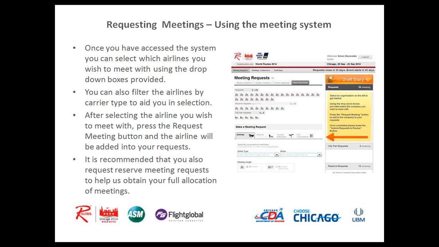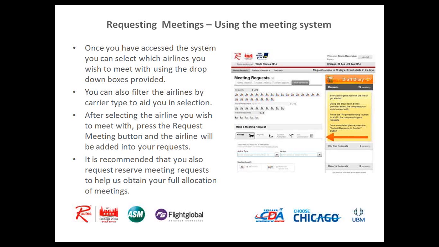To request meetings with airlines, you can see there's an airline type box and an airline box. If you know the airline you wish to meet with, you can type it into the box provided and it will autofill for ease of use. If you'd like a quicker search for, for example, cargo carriers, low cost or charter, you can narrow the search using the airline type box. When selecting your request, you can also add a note in the box at the bottom of the page if you want to add any information about that particular meeting.